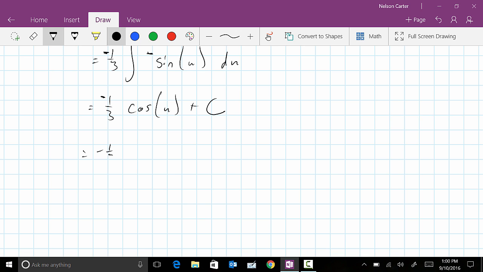You have to back substitute though. So u, remember, was x cubed, so this is negative 1/3 times the cosine of x cubed, plus c.